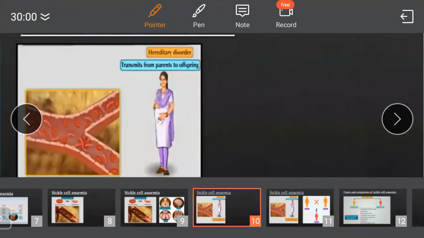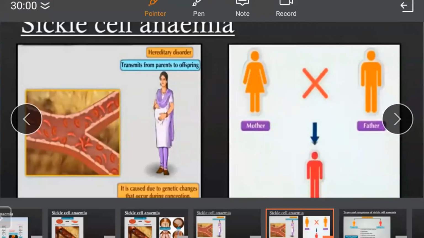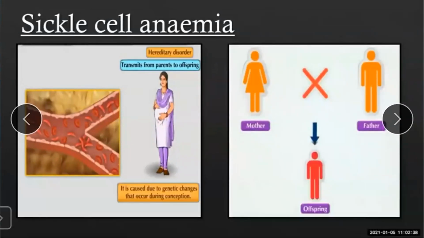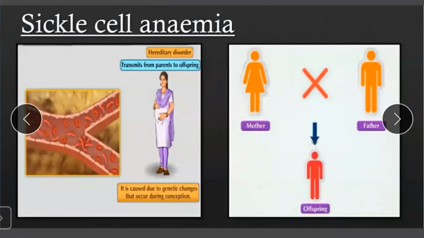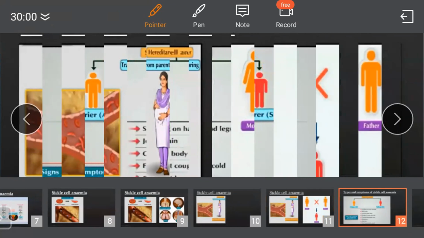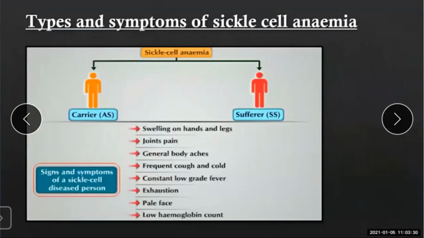See here, this mother and father are affected by sickle cell anemia. So what will happen? We can see this disease in the offspring also. So there are many safety measures or precautions which we have to take in sickle cell anemia.